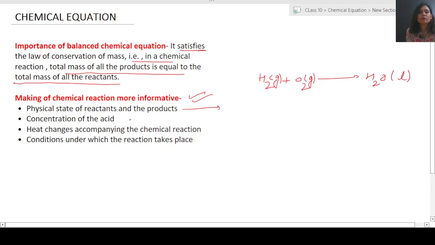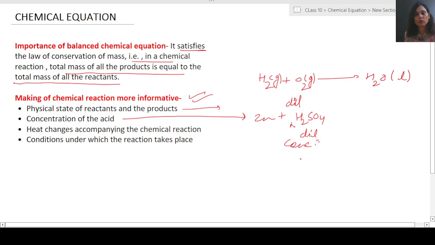Sometimes we also mention the concentration of the acids. For example, you can write that zinc reacts with dilute sulfuric acid. The sulfuric acid formula is H2SO4, but I have said dilute, so either I'll mention it here or I will write DIL. DIL only we write. If it is concentrated, we will write CONC. Concentrated means the full strength one.